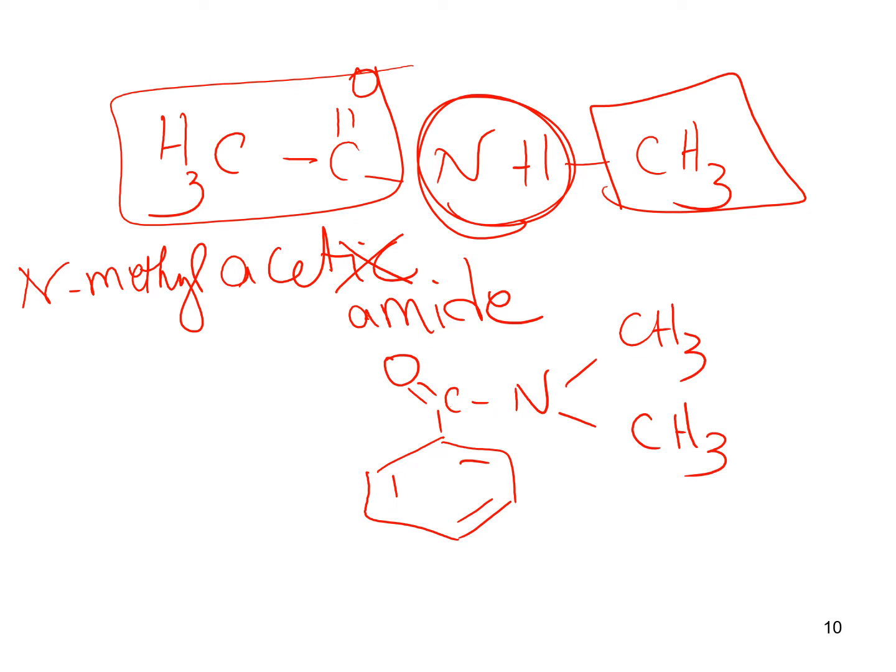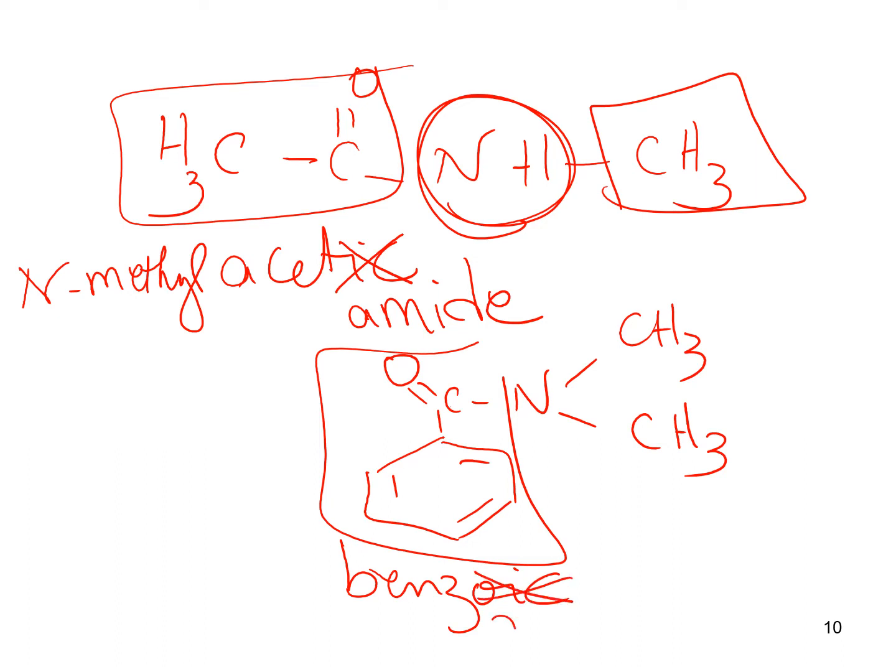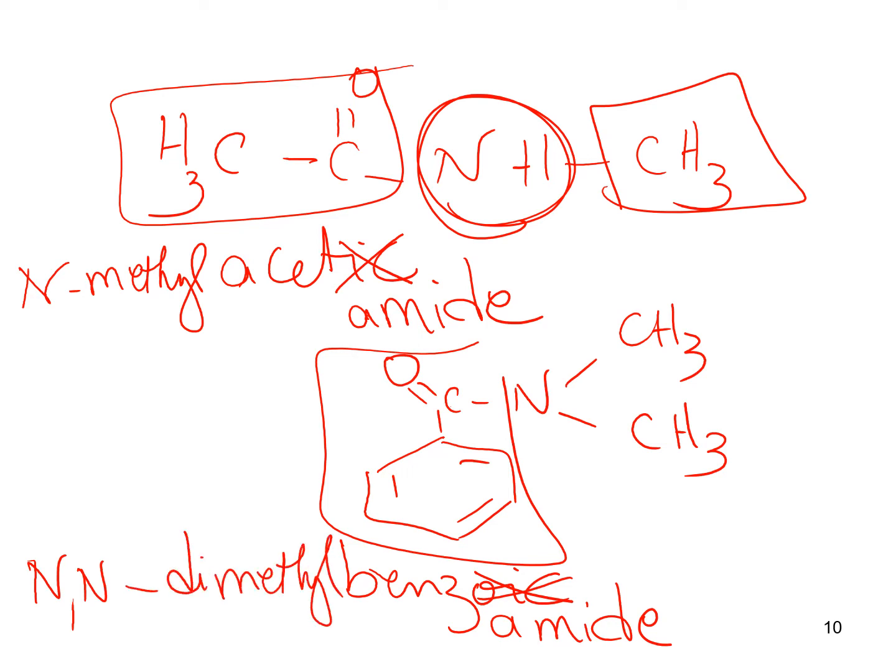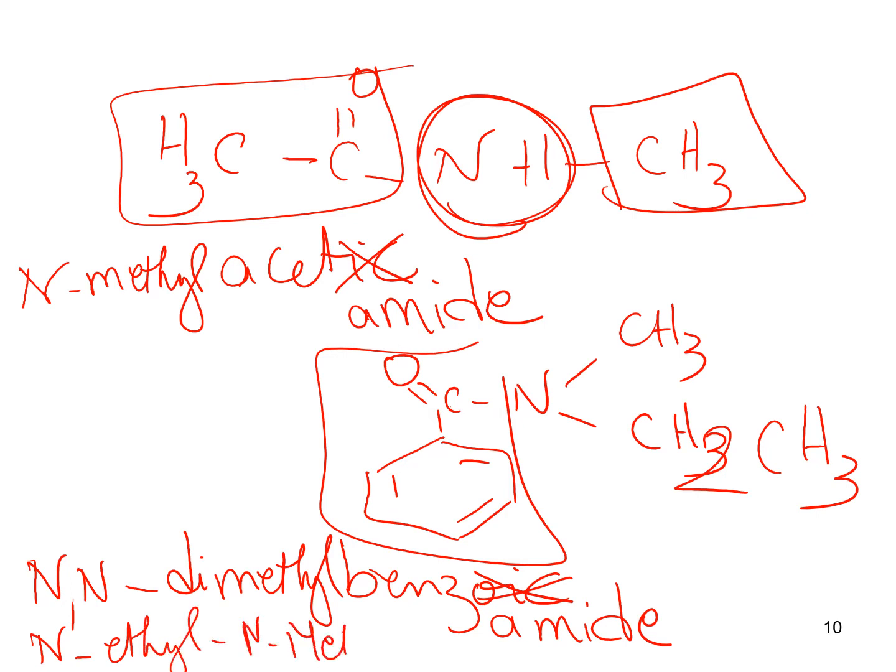Suppose we have two substituents and not just one. For example, two methyls. So this is which acid? This is benzoic acid. You will remove the OIC, so this is benzamide, and then you will say N,N-dimethylbenzamide. Suppose that one is a methyl and one is an ethyl, so this will be the N-ethyl, N-methyl, and then the word benzamide.